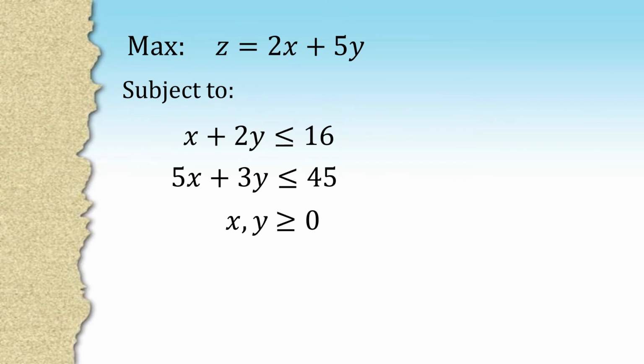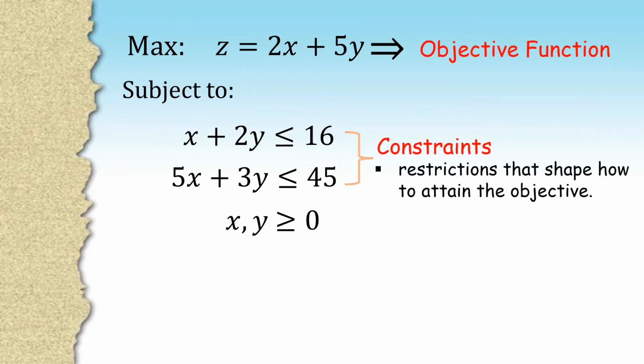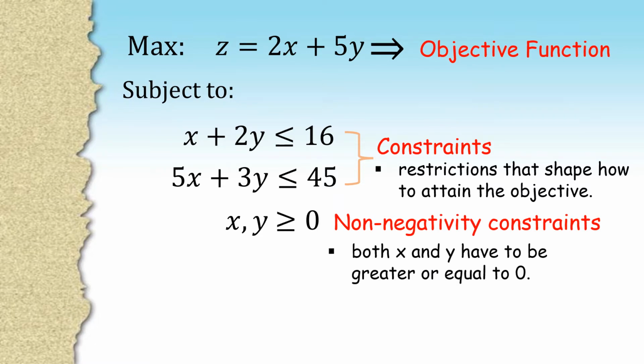So suppose we have to maximize Z equals 2x plus 5y subject to the different constraints. So this is our objective function. These are the constraints or restrictions that shape how to attain the objective. And these are the non-negativity constraints, meaning both your x and y have to be greater than or equal to 0.